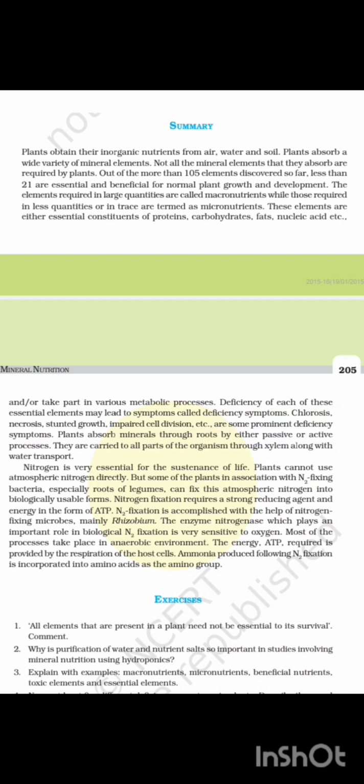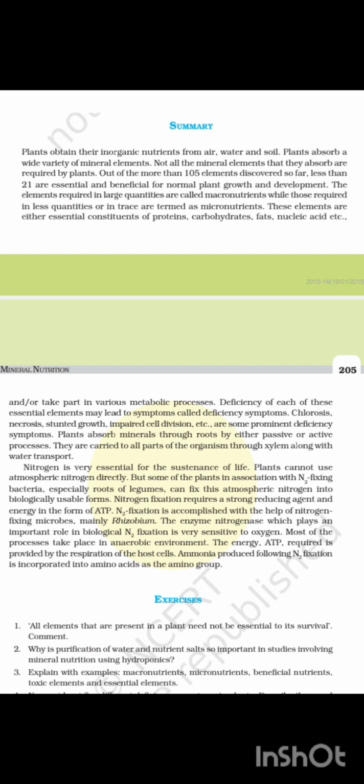Plants absorb minerals through roots by either passive or active processes. They are carried to all parts of the organism through xylem along with the water transport. Nitrogen is very essential for the substance of life. Plants cannot use atmospheric nitrogen directly, but some of the plants in association with nitrogen fixing bacteria, especially roots of legumes, can fix the atmospheric nitrogen into a biologically usable form. Nitrogen fixation requires a strong reducing agent and energy in the form of ATP.